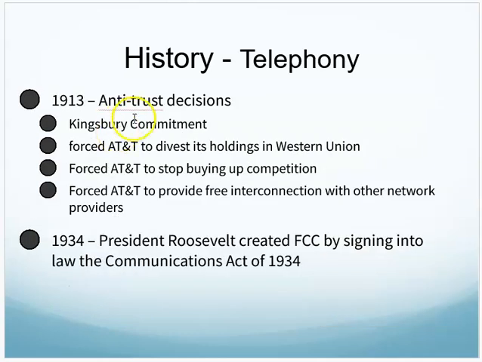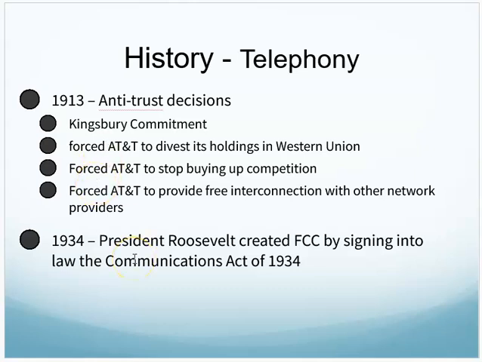So in 1913, there was an antitrust decision, the Kingsbury Commitment, that said, hey, AT&T, knock it off. You stay in your lane. Western Union, you stay in your lane. AT&T, you keep working on your telephone thing. Western Union, you keep working on your telegraph thing. And that kind of forced AT&T to stay in its lane, if you will.